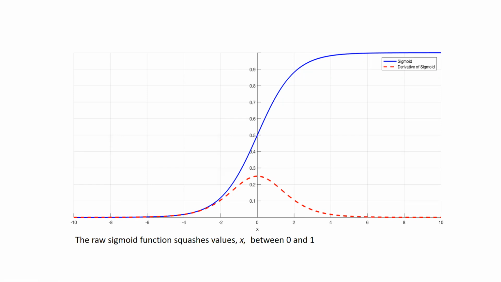So our raw sigmoid function squashes values x between 0 and 1, and just try and hold in your head these values for x. These are the inputs of all previous neurons being multiplied together and going into this activation function. So we'll have some number that comes in, x, and usually what we were saying is the response will be between 0 and 1, but now it's between 0 and 0.25.